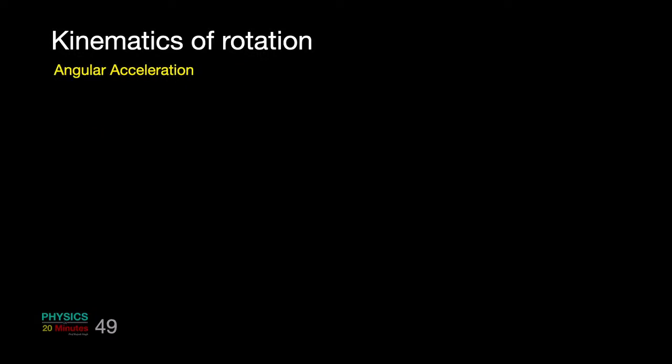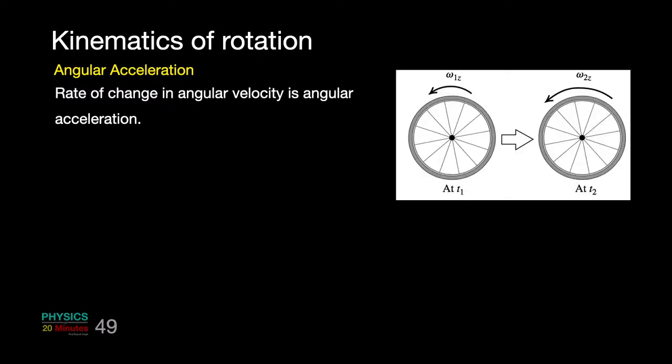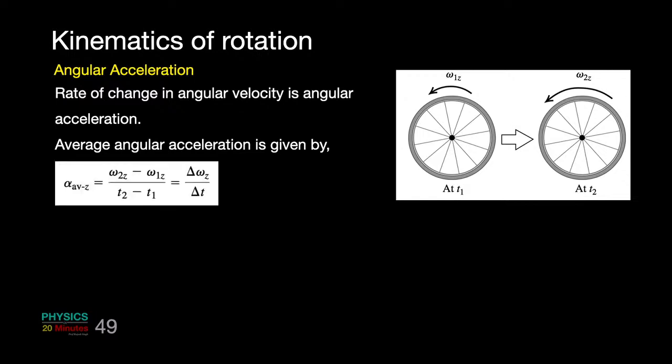Let's go to the angular acceleration. The rate of change of the angular velocity is angular acceleration. Let's say the body is rotating at time t1 with angular velocity omega 1, and at time t2 with angular velocity omega 2. The z is taken because in our diagrams we are showing omega along the z axis, the body rotating in the xy plane. For the time being we can ignore it. As time changes, omega changes, and therefore average angular acceleration is given by omega 2 minus omega 1 upon t2 minus t1, which is delta omega upon delta t.